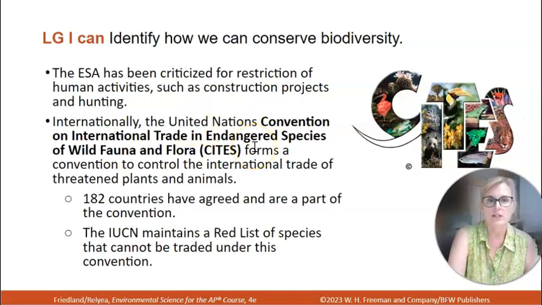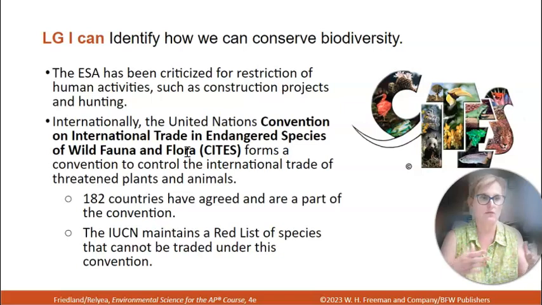The next law you need to know is called CITES. It's the Convention on International Trade in Endangered Species of Wild Fauna and Flora. But you just need to know it as CITES. You don't have to memorize the full name. So basically it's an international treaty that keeps species from importing endangered species parts. So it bans ivory, it bans rhinoceros horns and shark fins and things like that.